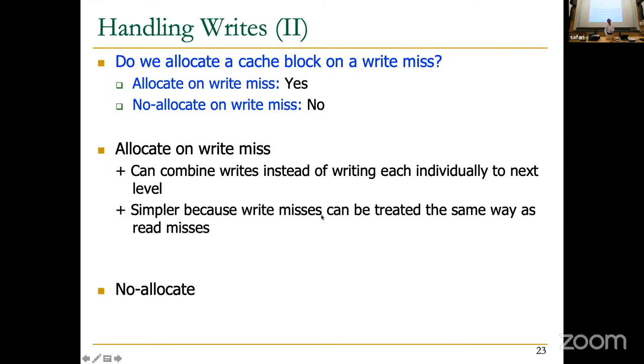And this is also simpler because write misses can be treated the same way as read misses, assuming that you're also allocating a block into the cache whenever you miss on a read request, like a load request, as opposed to a store. The downside is it requires a transfer of the whole cache block to the cache if you actually want to allocate on a write miss.